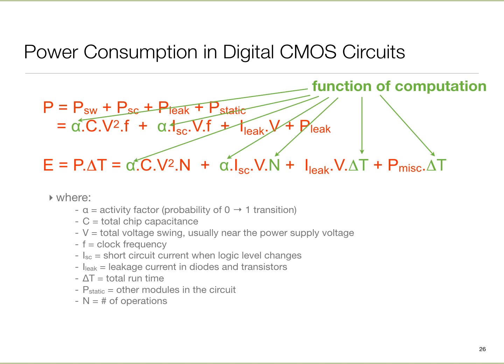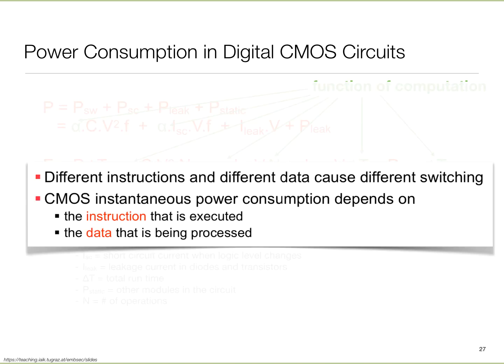But one thing which is obvious is that the computation we are doing does affect the power and energy consumption. So if I'm able to monitor these things, I am learning something about the computation. And I also told you earlier that the time it takes and how many instructions are executed depend upon the data values because of the branches and loops. So I am indirectly learning something about the input values also. Different instructions and different data cause different switching.